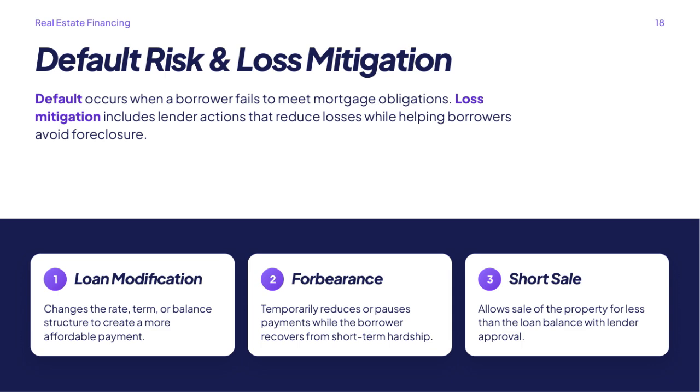Lastly, there's the option of a short sale. This happens when the property is sold for less than the amount owed on the loan, but only with the lender's approval. It's a way to cut losses while helping the borrower move on without foreclosure. These strategies are essential tools for both lenders and borrowers to manage default risks more effectively.